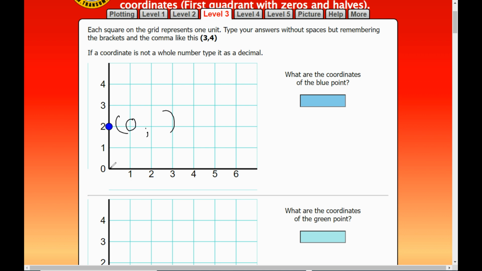So I put 0. I've only moved up. So I put 2. Remember, x goes first, then y goes second. And my y is equal to 2. My x is equal to 0. So 0 and 2 is going to be my answer here. So we type it in there.